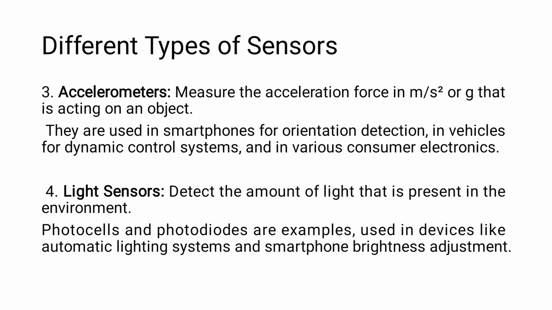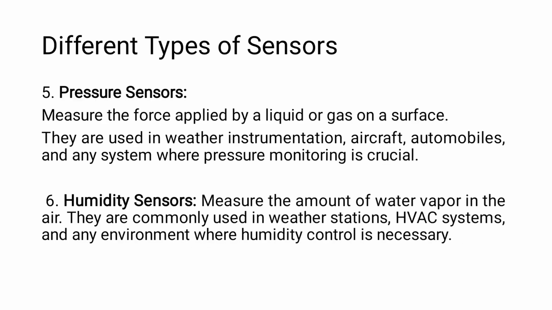Accelerometers measure the acceleration force, in meter per second square or g, that is acting on an object. They are used in smartphones for orientation detection, in vehicle dynamic control systems and various consumer applications. Light sensors detect the amount of light present in the environment. Photocell and photodiode are examples used in devices for automatic lighting systems and smartphone brightness adjustment.